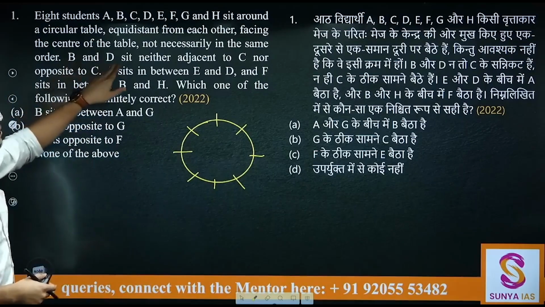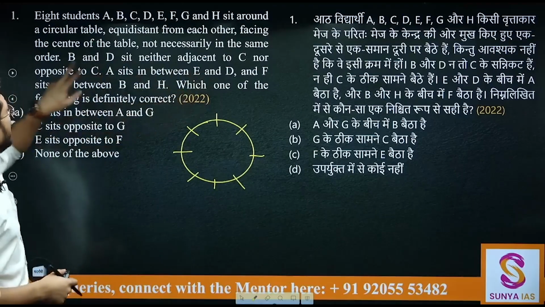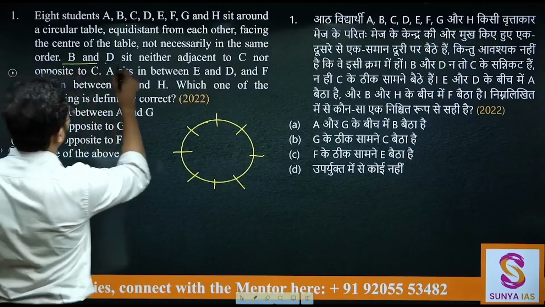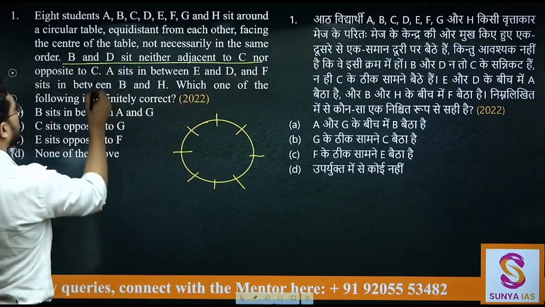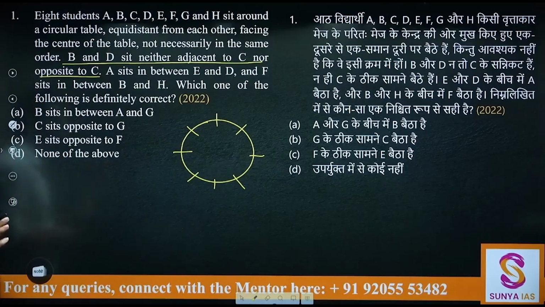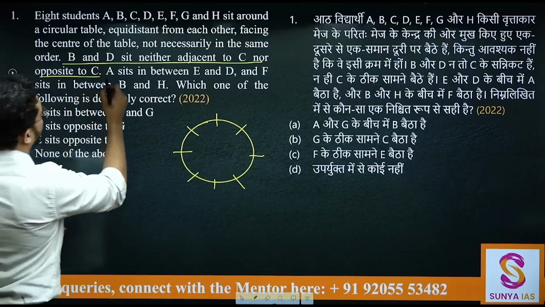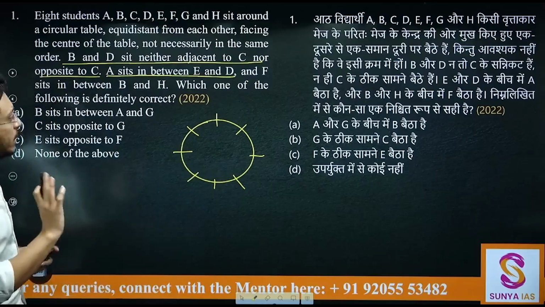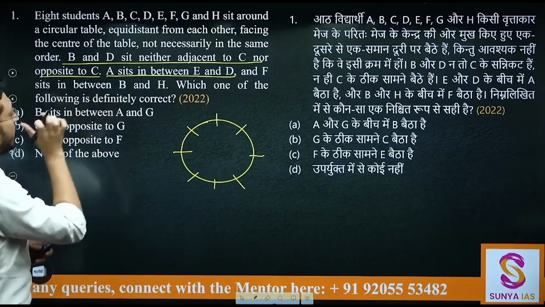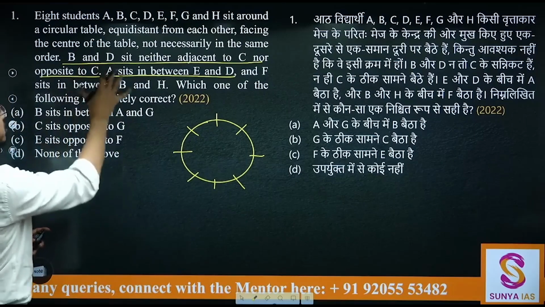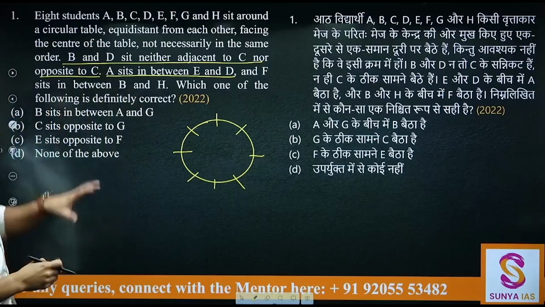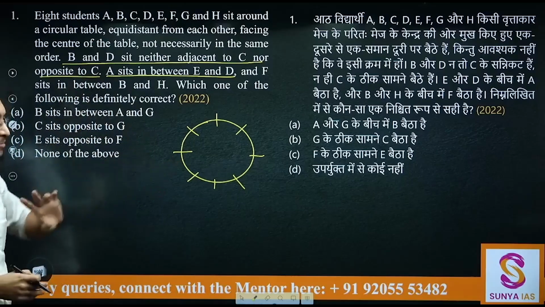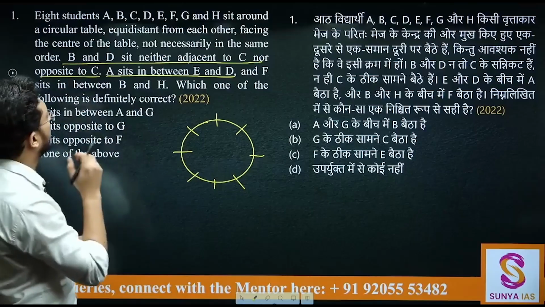B and D sit neither adjacent to C nor opposite to C. So we don't know where B and D are sitting, but it is for sure that they are not adjacent, neither are they opposite to C. A sits between D and E. So A is sitting between D and E. F sits between B and H. So only this much information is given, and based on this we need to find out which of the following is definitely correct here. Now let's see.